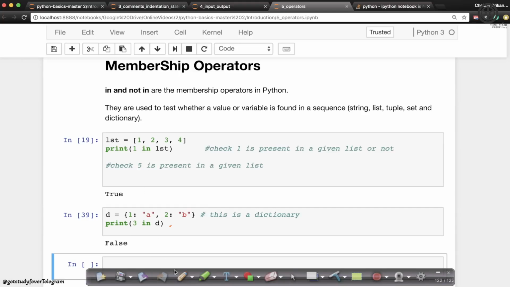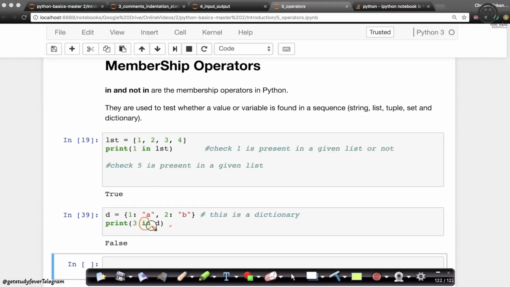So in dictionaries, the in operator is only used to check if a given value is in the set of keys. Here this is K1, value 1, K2, value 2. It only works on the keys and not on the values. That's a membership operator.